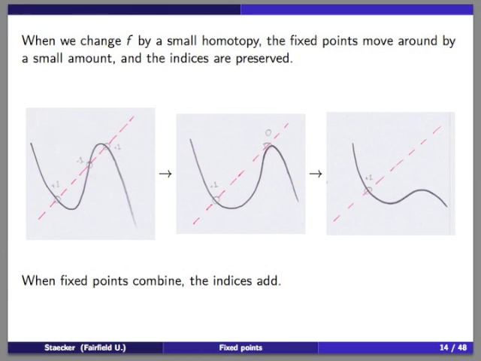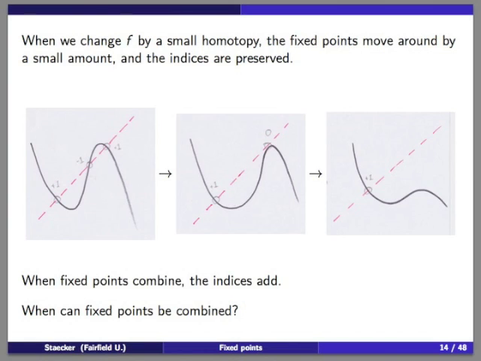So the fixed point index of a set of fixed points will be preserved by homotopies. All right. This raises an interesting question. When can you combine two fixed points by a homotopy? In dimension 1, in a picture like this, you could always combine any fixed points that you like. But more generally, when can you do that?